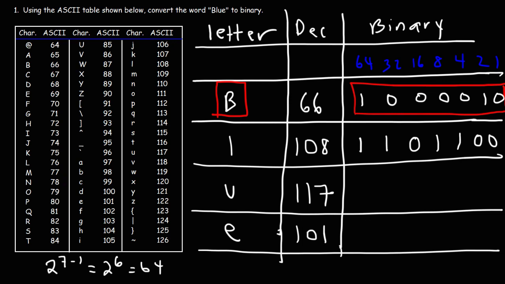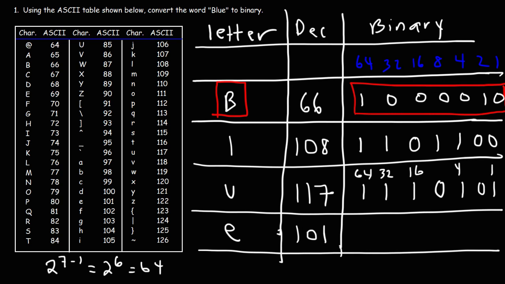Now for U, which is 117, we need the 64 and the 32, so that's 96. If we add 16 to 96, that'll give us 112. So we need 5 more. To get the 5, we need to use a 4 and a 1. So that is the binary equivalent of 117. If you add 64, 32, 16, 4, and 1, that'll give you 117. Sometimes this computer acts up.